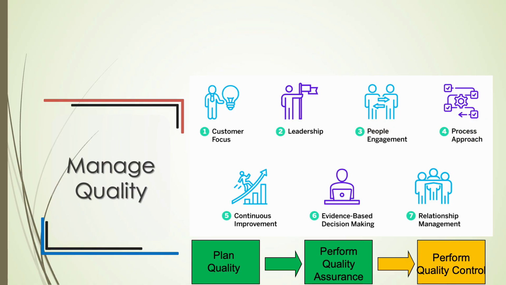At the process level, we move through 3 main steps. First, we plan for quality. Then, we perform quality assurance to make sure our processes are effective. And finally, we perform quality control to verify that the deliverables actually meet the required standards. It's a continuous flow that drives both performance and customer satisfaction.